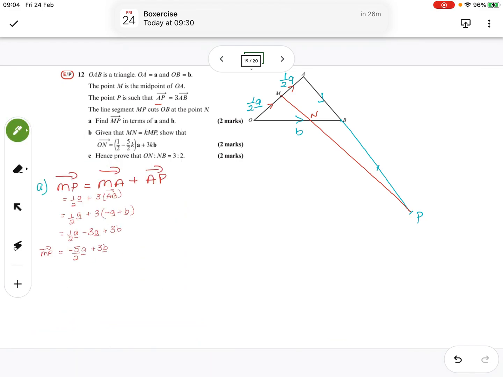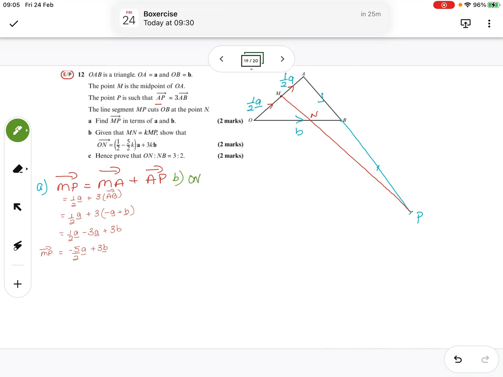Okay, next bit. Given that MN is k lots of MP, which is fair enough. Again, it'll be a fraction, that k, won't it? So MN is obviously a third, something, we'll find out, of MP. Show that ON is that. So we need to find ON, basically, is what they want us to do. So let's start looking at that.